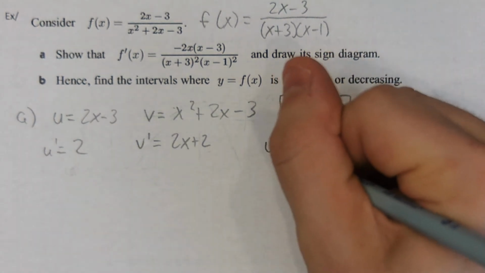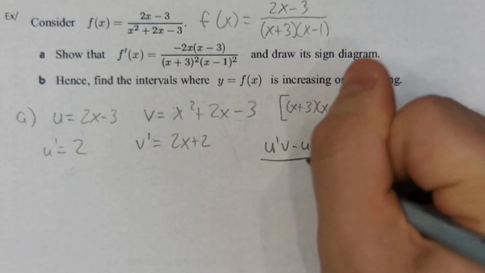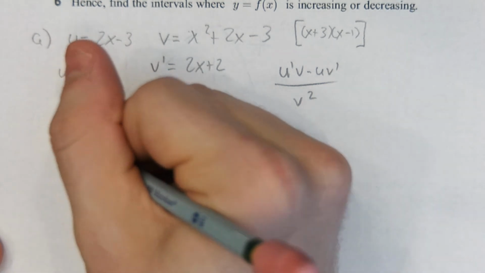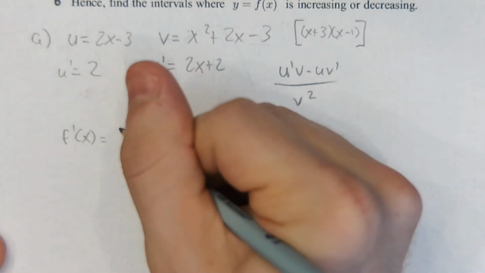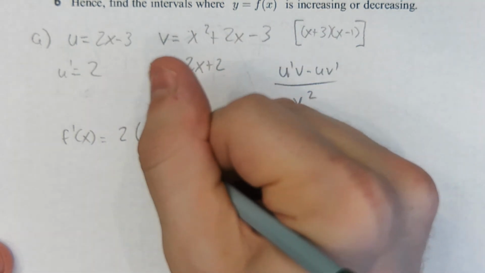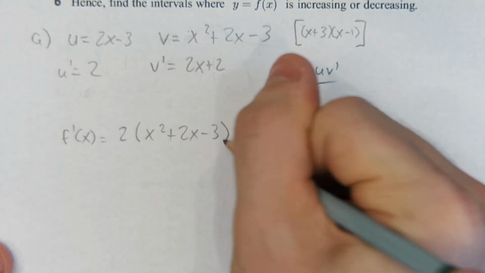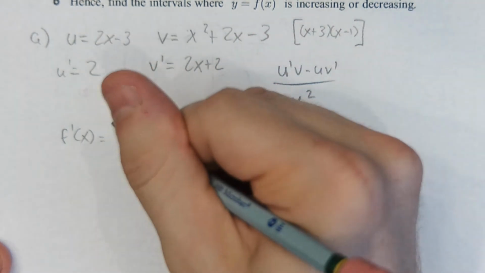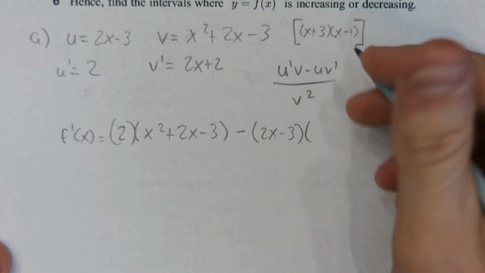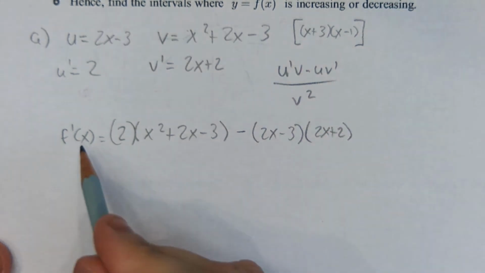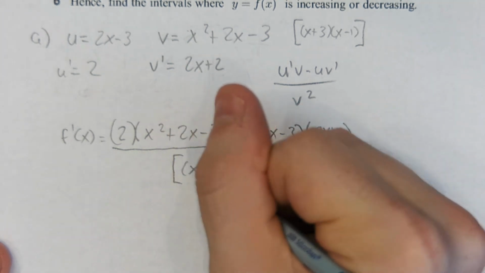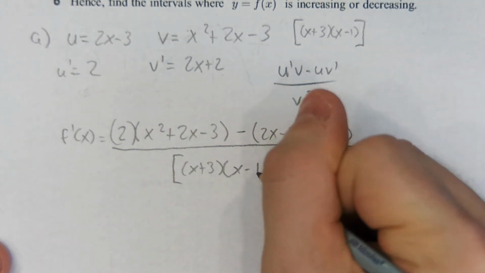Just let me write it down. U prime v minus uv prime all over v squared. There. Let's put her together. F prime of x equals u prime v, and I'm not going to use the factored format, x squared plus 2x minus 3, minus u v prime, which is 2x plus 2, all over v squared. Now here I am going to use the factored form because it will be much easier to work with.